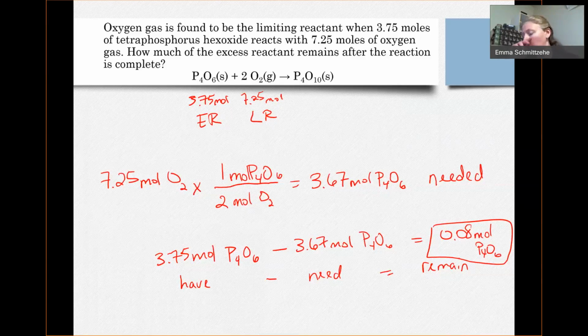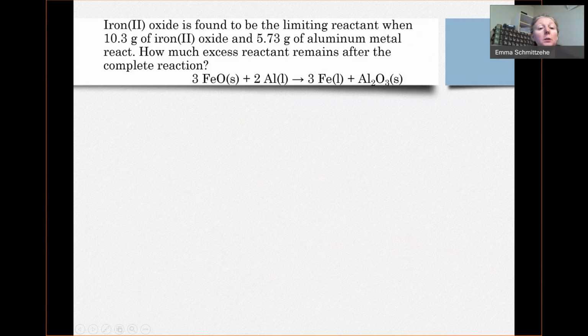Okay. Now, let's look at one that's a little more difficult. So instead of working in moles, let's look at one that's in units that we would typically work with in grams. Now this one says iron 2 oxide is found to be the limiting reactant when 10.3 grams of iron 2 oxide and 5.73 grams of aluminum metal react. And then I want to know how much excess reactant remains after the complete reaction.